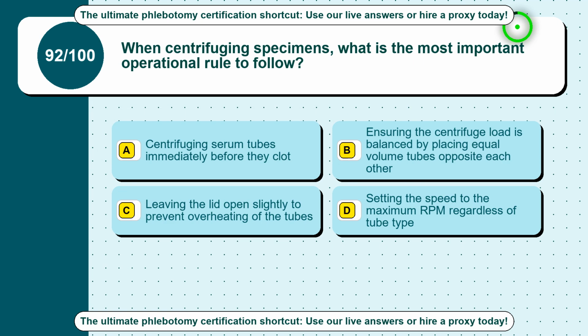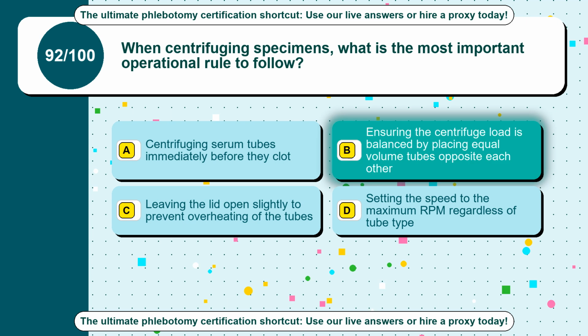Question 92. When centrifuging specimens, what is the most important operational rule to follow? Option A, centrifuging serum tubes immediately before they clot. Option B, ensuring the centrifuge load is balanced by placing equal volume tubes opposite each other. Option C, leaving the lid open slightly to prevent overheating of the tubes. Option D, setting the speed to the maximum RPM regardless of tube type.